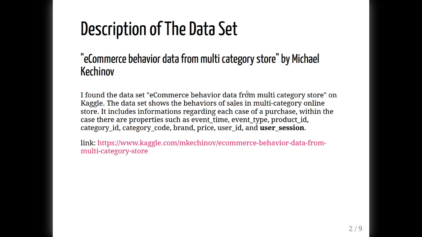It includes information regarding each case of a purchase that's made within the store, and within each case, there are properties such as event time, event type, product ID, category code, brand, price, user ID, and user session. And the link below is a link to the dataset I brought.